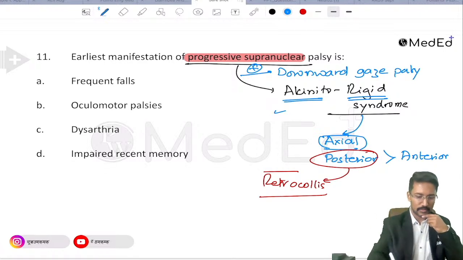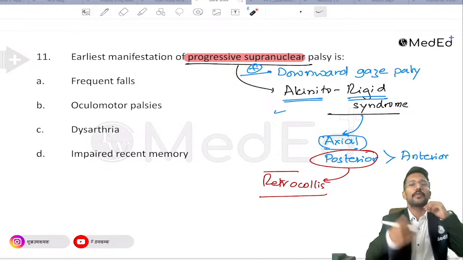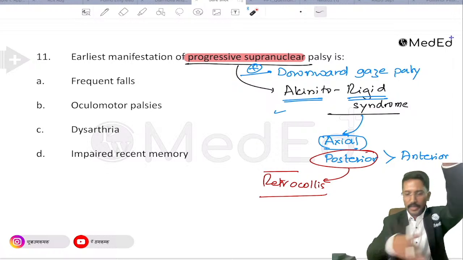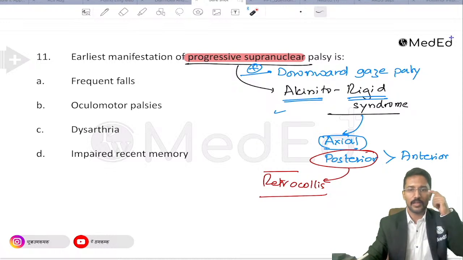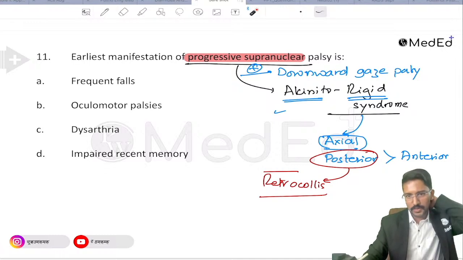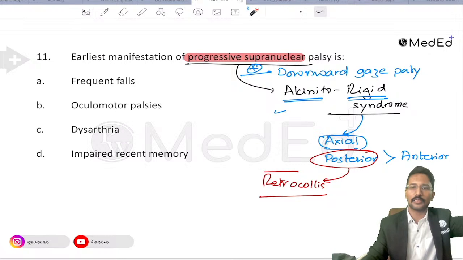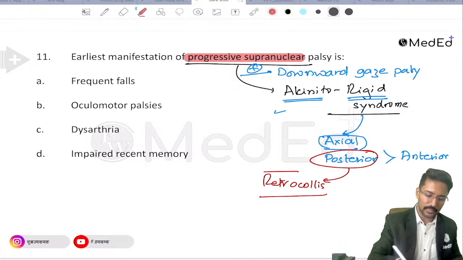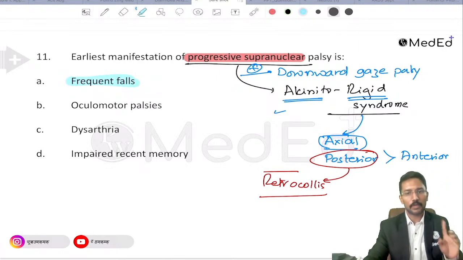So now combine these two things. They have retrocollis, their head is extended up, and then I cannot look down. So when I'm walking, I'm seeing actually the interface between the sky and the land far away. I cannot see whatever is there in front of me right now, because neither can my eyes go down, because I have a downward gaze palsy, nor can I bend down because of retrocollis. So net result is I am looking only at the sky. I cannot look at the ground. So what will happen? I will fall, right? That is why the earliest manifestation of patients with progressive supranuclear palsy is frequent falls.